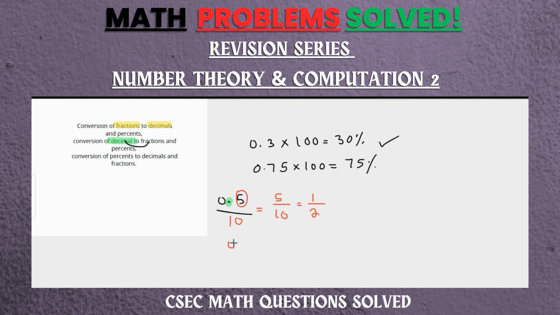If you have two digits, like 0.75, you have two digits after the decimal, so instead of this decimal point, you will write 1 and put two zeros here, so it will become 75 over 100. And if we divide both of them by 5, it will become 15 over 20. Again, if you divide them by 5, it will become 3 over 4. So 3 over 4 is the fractional form of 0.75.